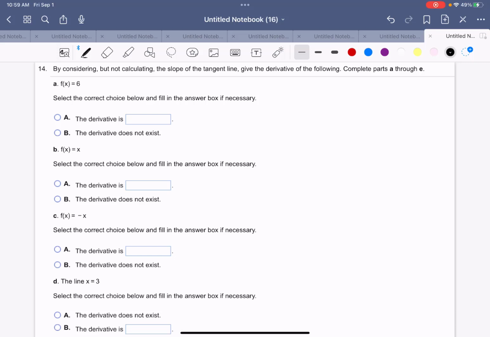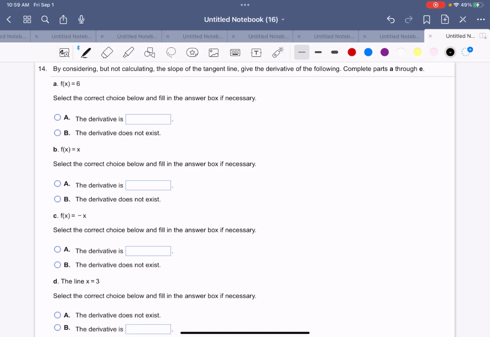Number 14. By considering but not calculating the slope of the tangent line, give the derivative of the following. Complete parts A through E. Well, part A is f of x equals 6.